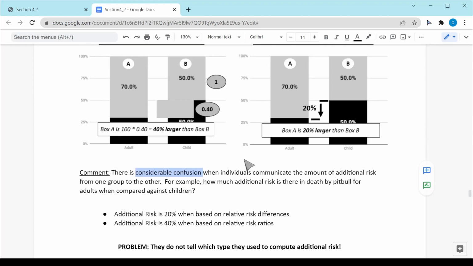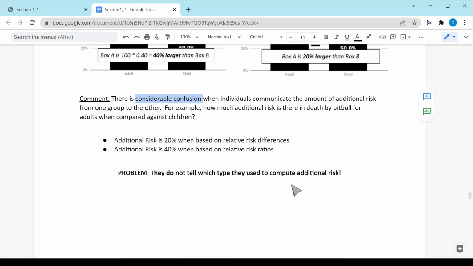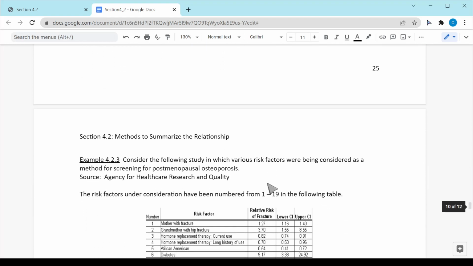Most of the time out in the real world, when they say that box A is larger or 40% larger, they're talking about the ratio. They're not talking about differencing, even though I think differencing makes a little bit more sense and is easier to understand. All right, so no solution for that, but just understand that there's considerable confusion around that in the real world.